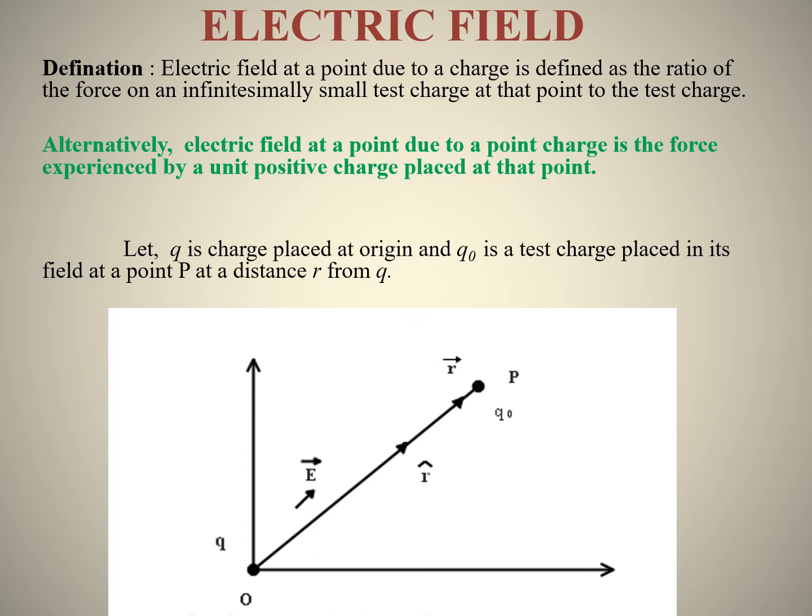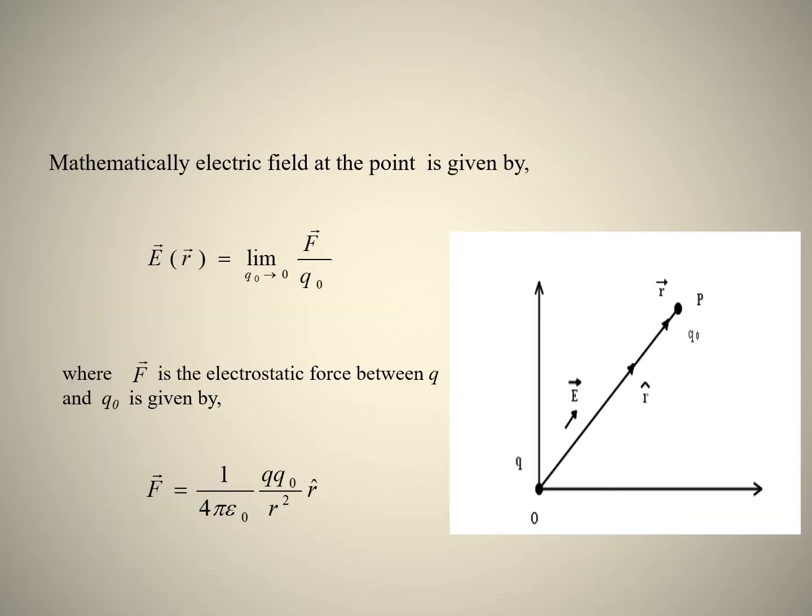Let small q be a point charge placed at the origin O, and Q0 is a small charge placed at a distance of small r from Q. And Q0 is called test charge. In vector form, the distance between the two charges Q and Q0 is represented by r vector as shown in the diagram.